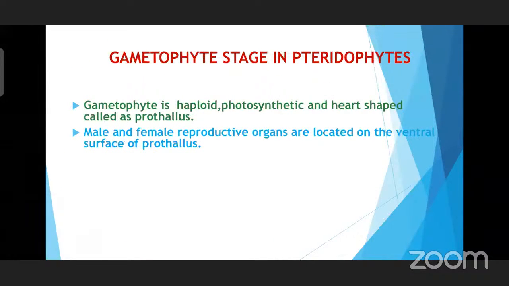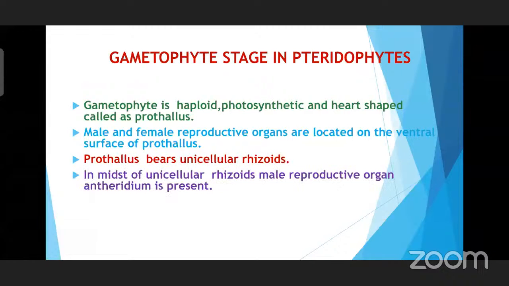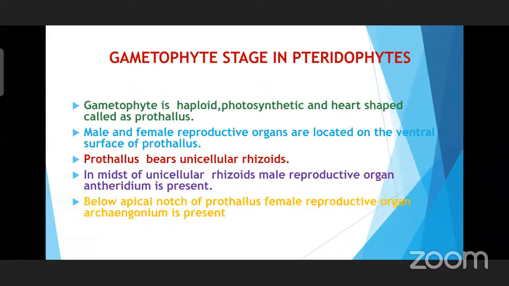So here, male and female reproductive organs are located on the ventral surface of the prothallus. The prothallus bears unicellular rhizoids. In the midst of the unicellular rhizoids, the male reproductive organ is present. What is the male reproductive organ? Antheridium.